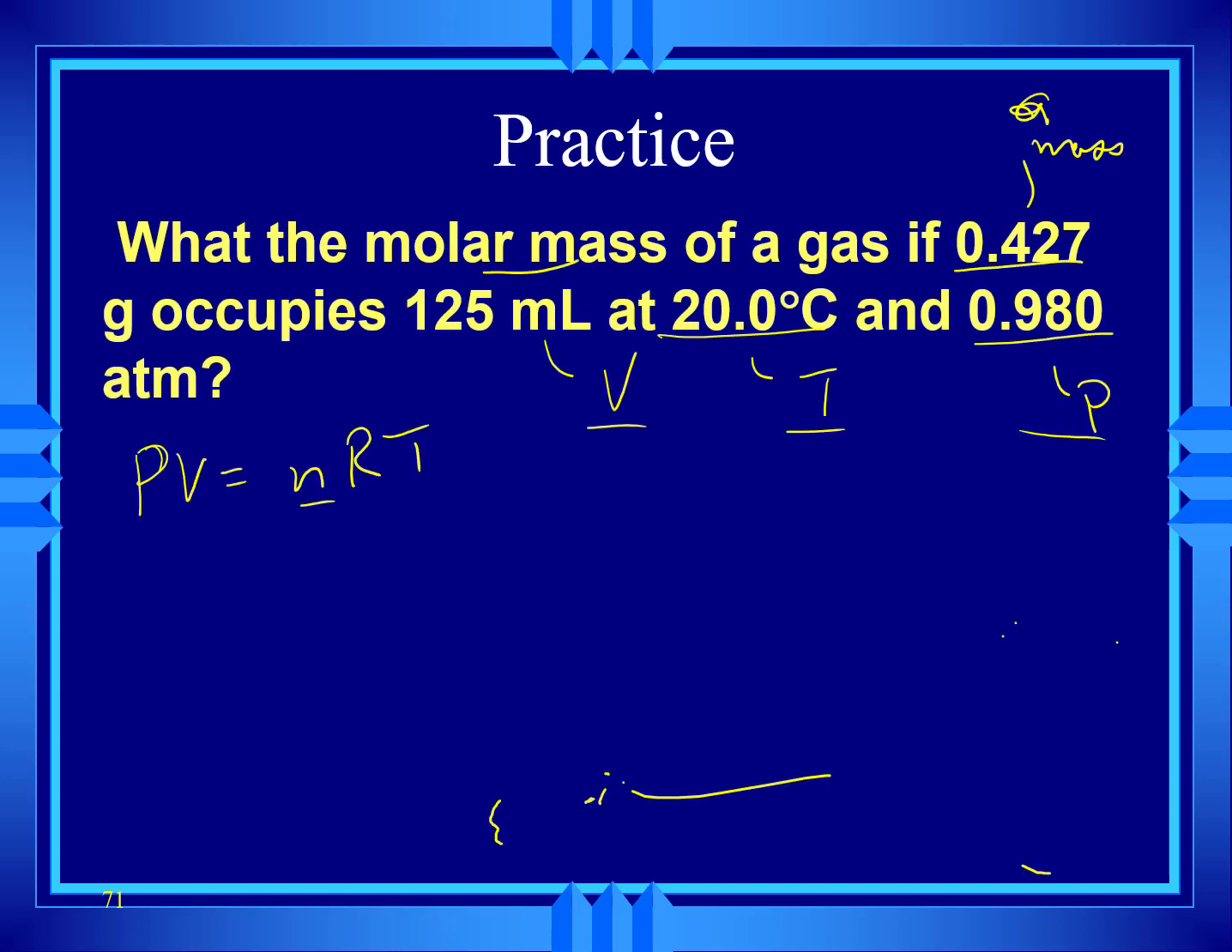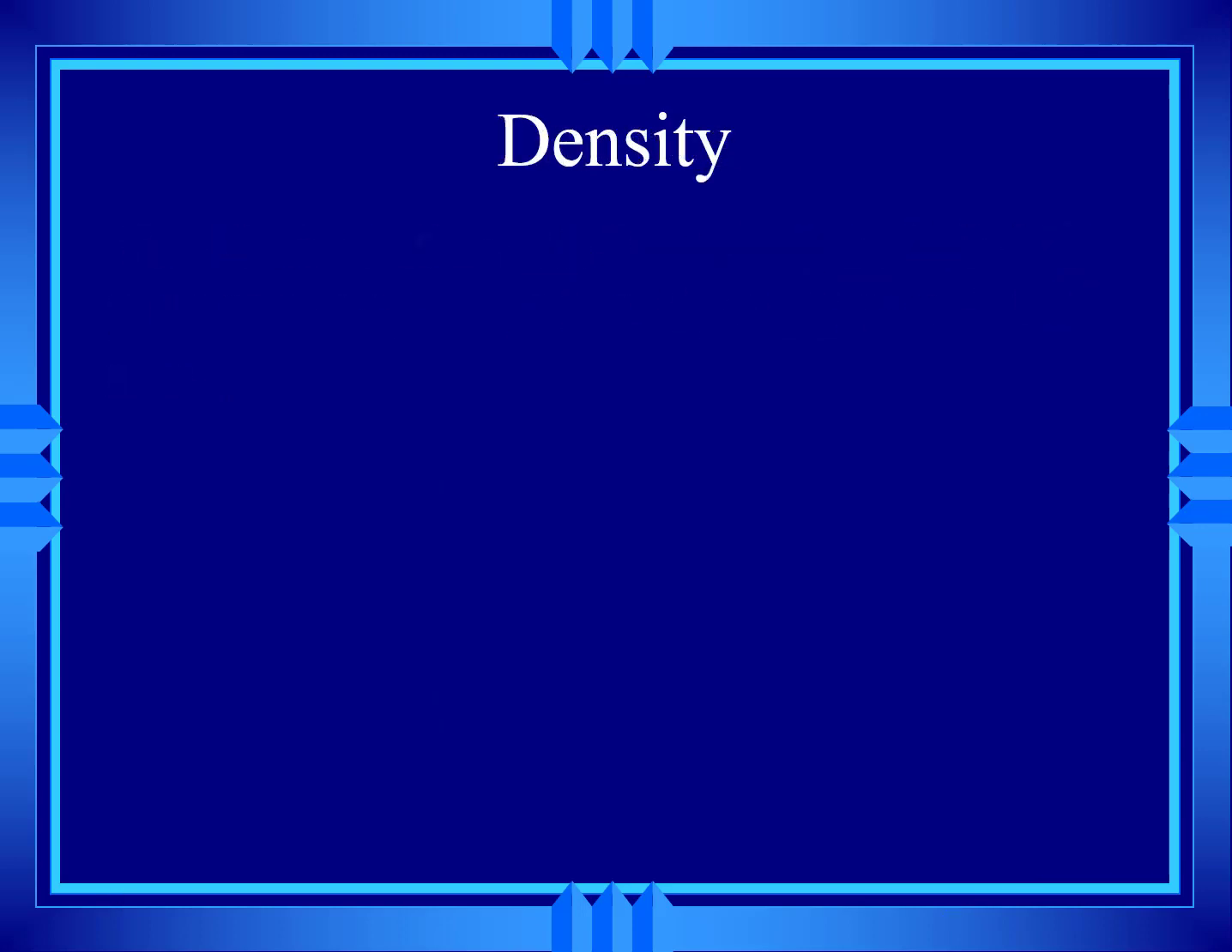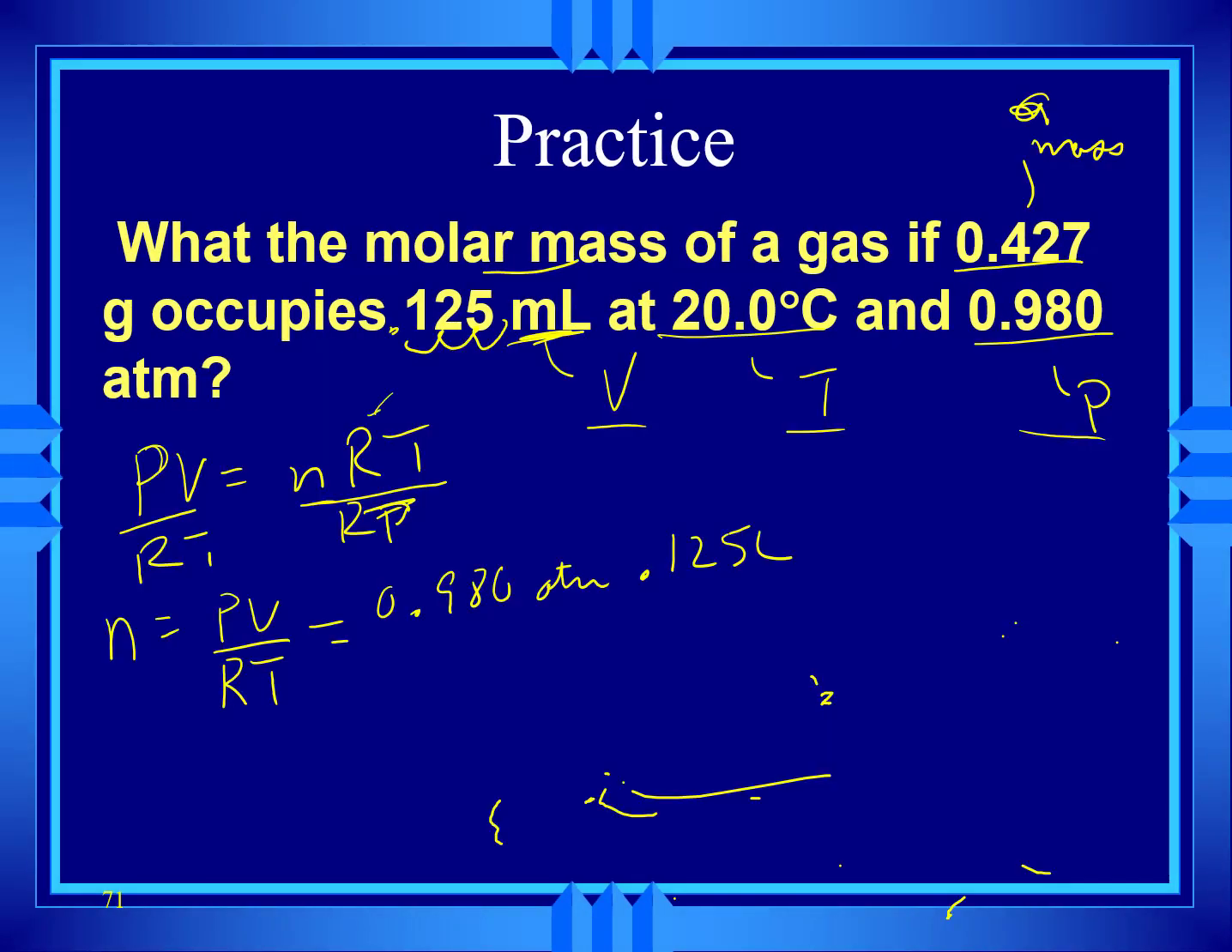So to find n, I have to divide both sides by R and T. So I get n equals PV over RT. The pressure was 0.980 atmospheres. The volume, they've given us 125 milliliters. I can't work in milliliters, I've got to change that to liters. So if you remember, you can move the decimal point 1, 2, 3 to the left, and you get 0.125 liters. The reason why I have to change it into liters is because R has liters in it, so I need to match the units for R.